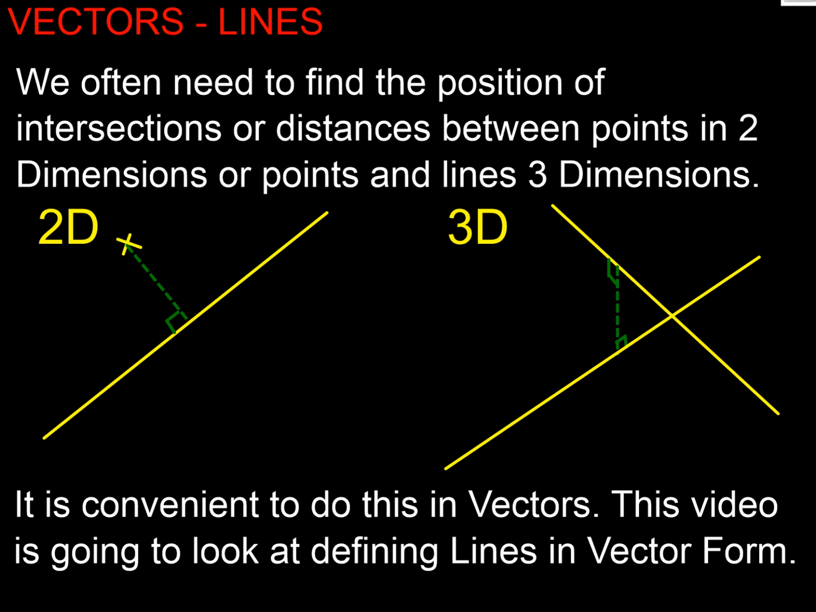Hello, quick video on vectors and lines and their definitions in 2D and 3D. We can quite often have to find the position of an intersection of two lines, or we might want to find the distance of a point from a line, and we might want to do that in 2D or 3D. What I thought we'd do is start by going through the line equations in vector form for 2D and 3D and see how we can use those.